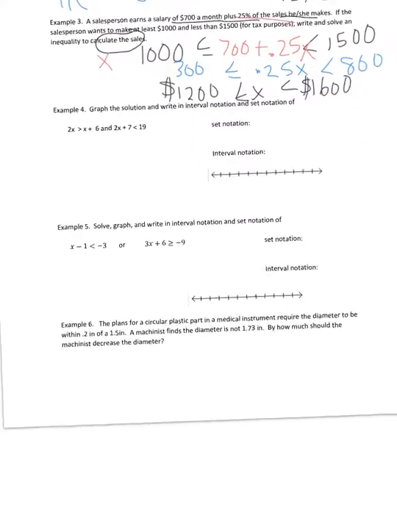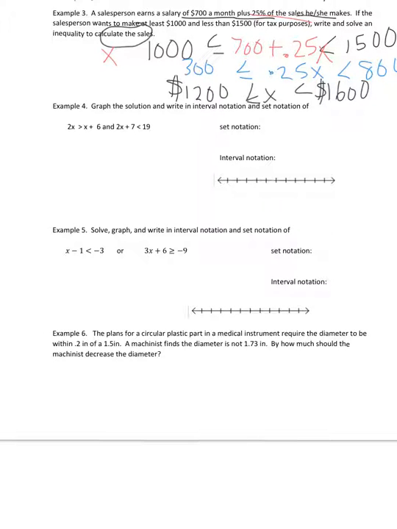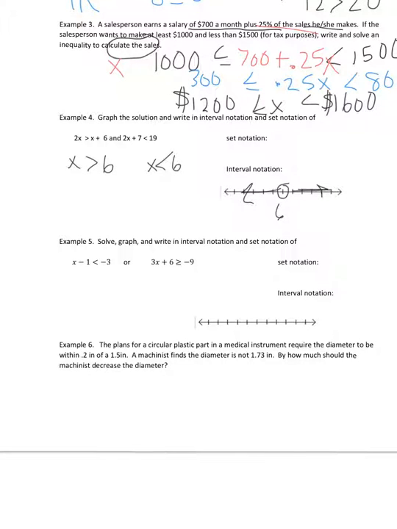And number 4, graph and write the solution in interval notation. So I'm going to solve it and then I'll write my solution. I solved it, and now I'm going to show you. If you have set notation, you're talking about the variable x such that. Now I want to have inequalities, so I'm going to do x greater than 6, x less than 6. You could also put set notation as x such that x does not equal 6, because if x is greater than 6 and less than 6, it's all real numbers except for those that are equal to 6.